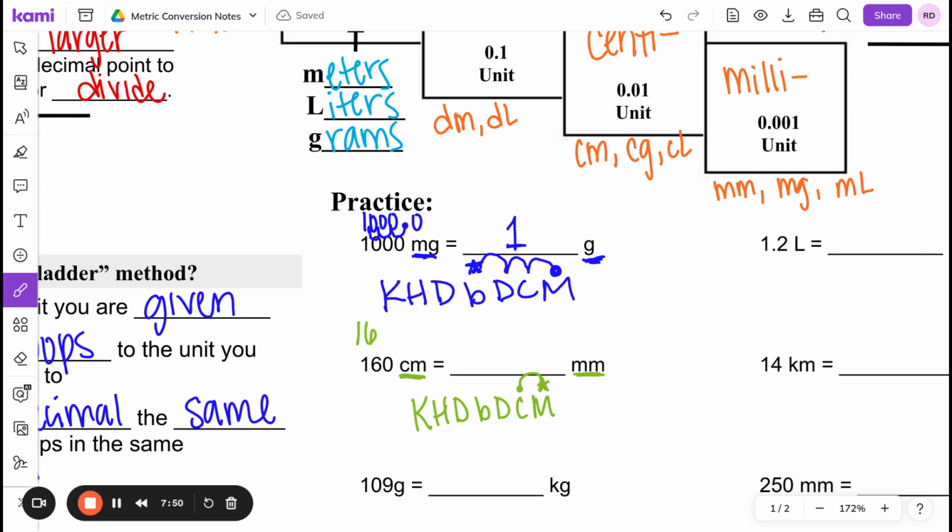So again, this is 160.0. We're moving the decimal 1 space to the right. So that means there are 1,600 millimeters in 160 centimeters.